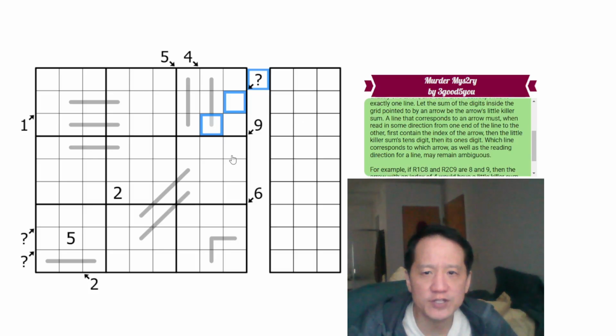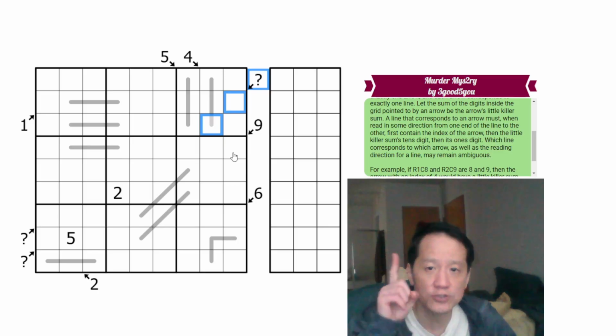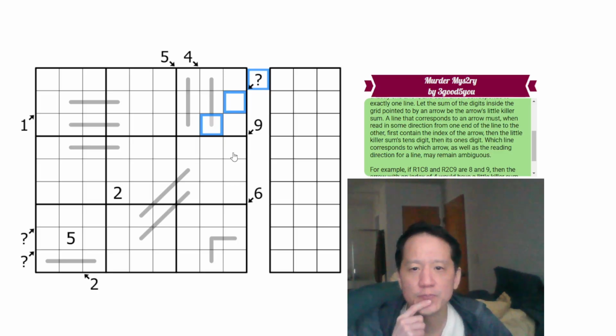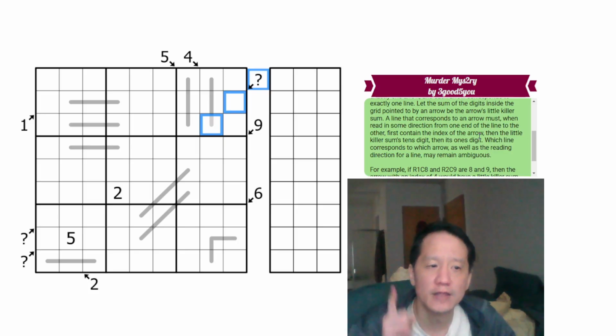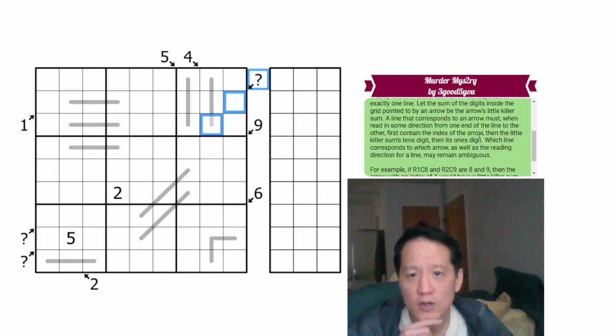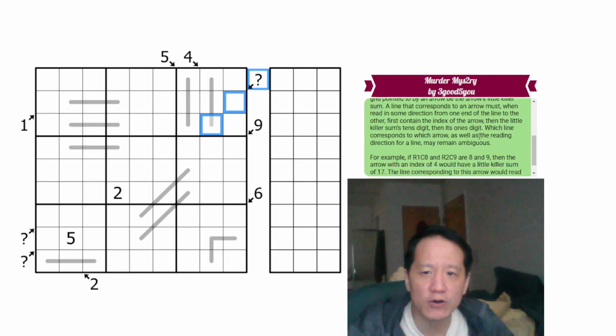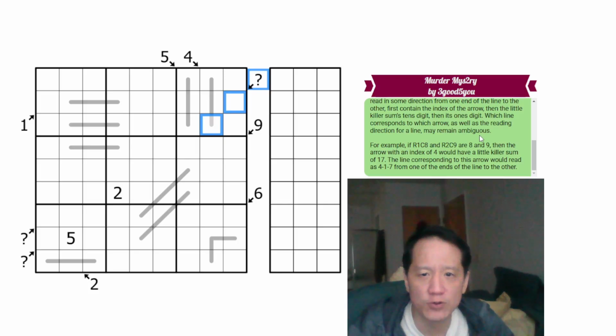Let the sum of the digits inside the grid pointed to by an arrow be the arrow's little killer sum. A line that corresponds to an arrow must, when read in some direction from one end of the line to the other, first contain the index of the arrow, then the little killer sum's tens digit, then its ones digit. Which line corresponds to which arrow, as well as the reading direction for the line, may remain ambiguous.